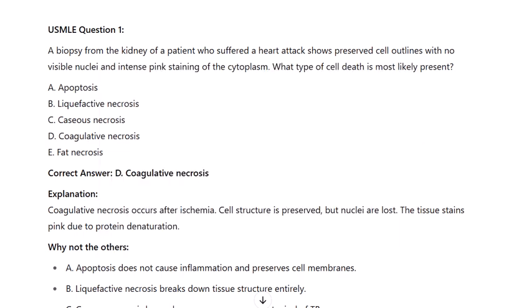A. Apoptosis. B. Liquefactive necrosis. C. Caseous necrosis. D. Coagulative necrosis. E. Fat necrosis. Correct answer, D. Coagulative necrosis. Explanation. Coagulative necrosis occurs after ischemia. Cell structure is preserved, but nuclei are lost. The tissue stains pink due to protein denaturation.